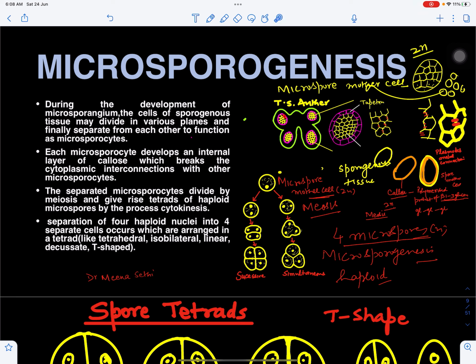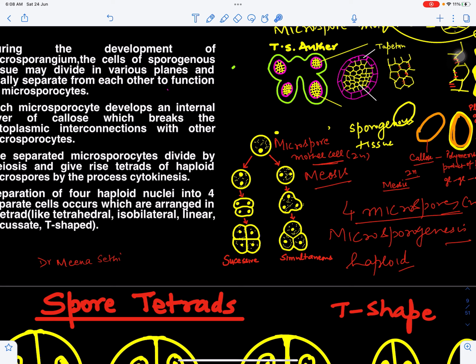So 4 groups are there. In these 4 groups, the sporogenous tissue will get separated to form the microspore mother cells. Now each cell is diploid. These are connected with each other, then they will get separated from each other. Then each cell will undergo meiotic cell division, that is meiosis, to form the microspores or the pollen grains. When meiosis occurs, one cell gives rise to 4 cells, and all 4 cells are haploid. Genetically it is haploid, single n.